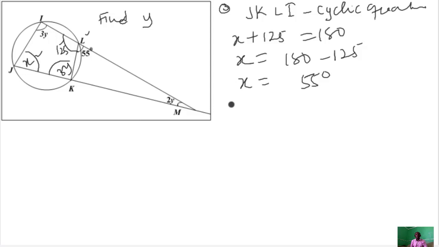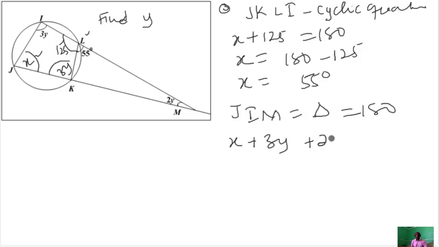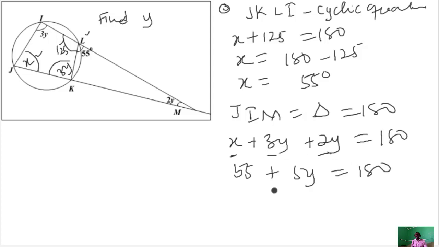What we can also notice is that figure JIM is a triangle and it sums up to 180. So when we sum x plus 3y plus 2y, it should give us 180. But our x is what? 55 plus 5y will give us 180, because 3y plus 2y is 5y. This x is what we have obtained here.